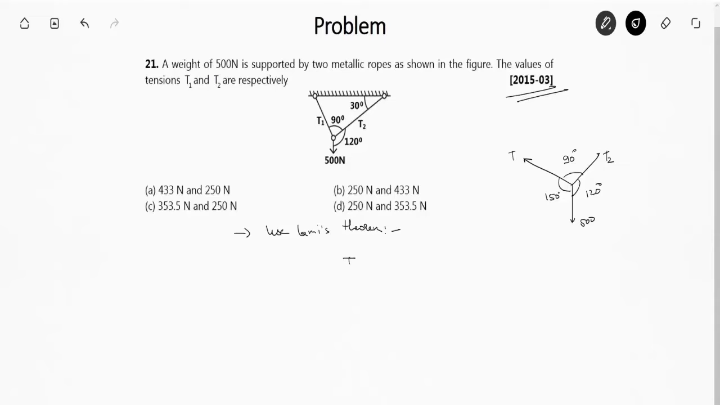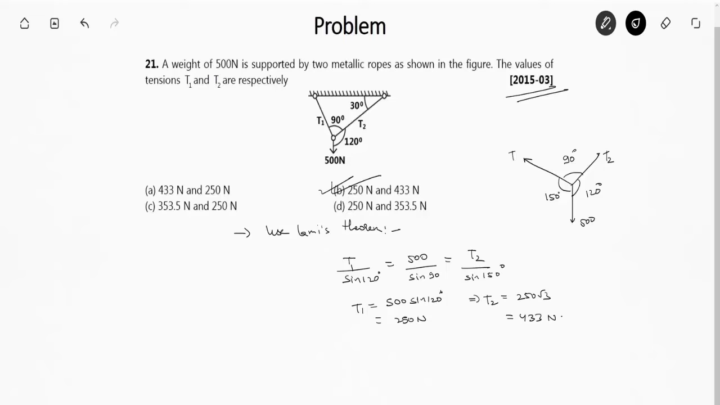So how it is that T1 upon sine of 120 is equals to 500 upon sine of 90 degree is equals to T2 upon sine of 150 degree. So T1 can be written as 500 sine of 120 degree, which is 250 Newton. Similarly T2 can be written as 250 root 3, which is 433 Newton. So the right answer is option B. Option B is the right answer for this particular question.